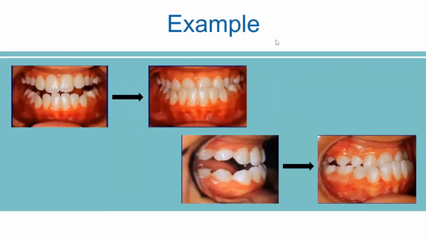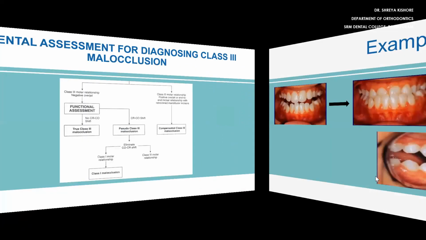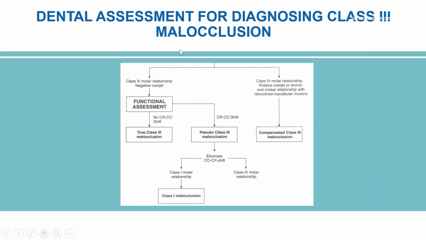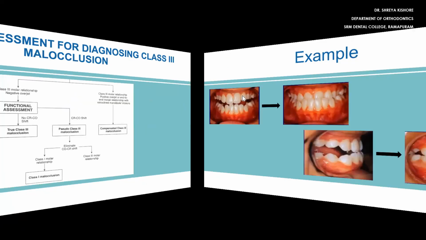Example of a pseudo class 3, you can make out that when the patient is opening and trying to close the mouth, but not fully in occlusion, just the anteriors are in contact, you can make out that it is edge to edge. But since the patient wants to occlude, since there is a CO-CR shift, the mandible automatically comes forward and goes back to a class 3 as mentioned here. So this is our dental assessment.